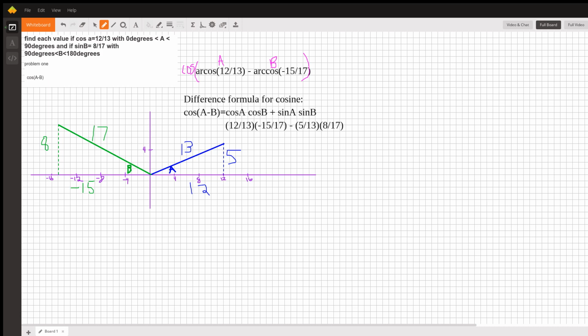And when you do that math, you find out that the answer is negative 140 over 221, which is what you get for the cosine of the arc cosine of 12 over 13 minus the arc cosine of negative 15 over 17, but you get it in decimal form. And so this is approximately equal to negative 0.6335, which is what you will get if you do it up there.